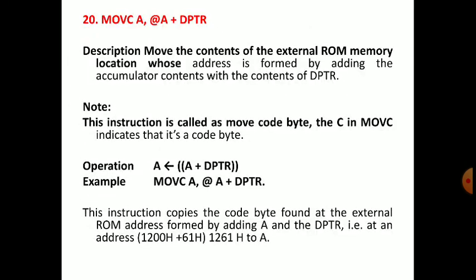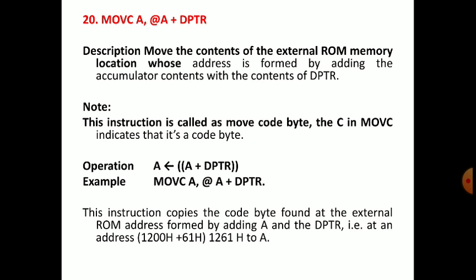20th instruction, MOVC A, @A+DPTR. A little bit complex here. Move the contents of the external memory location whose address is formed by adding the accumulator contents with the contents of DPTR. It is relative addressing. The contents of the accumulator will be added to the contents of DPTR, and the final address will point to some data, which will be copied onto the accumulator register.